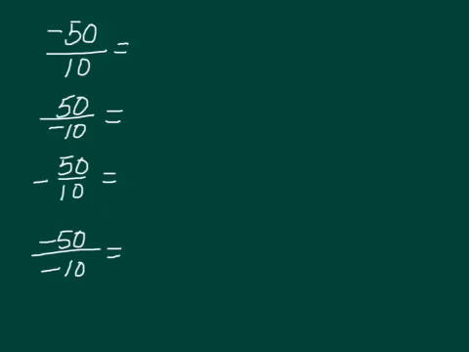One thing that I wanted to show you was where the negative sign belongs. So negative 50 divided by 10. We know the answer is 5, and it's negative because there's only one negative sign there. The same thing goes for 50 divided by negative 10. Your answer is 5. The signs are different, so the answer is negative 5.